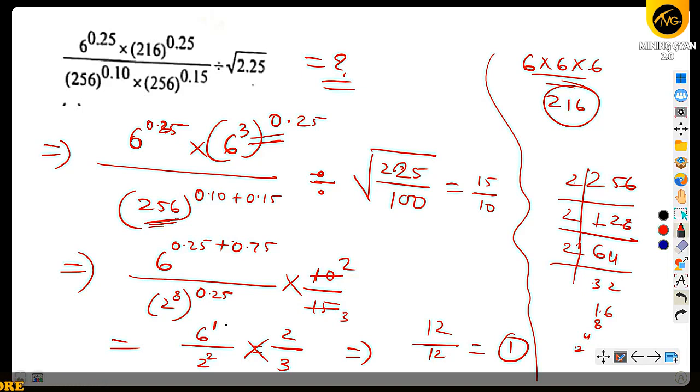So that's it for today. In the next class, we will discuss problems related to square roots and cube roots. So that's it for today.